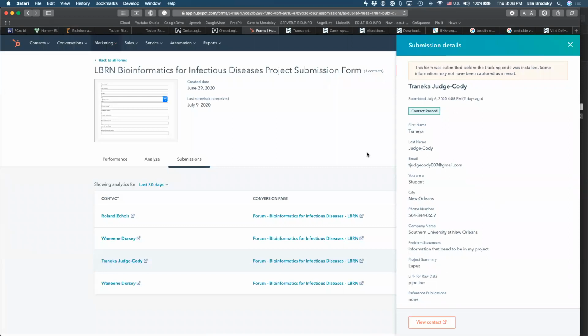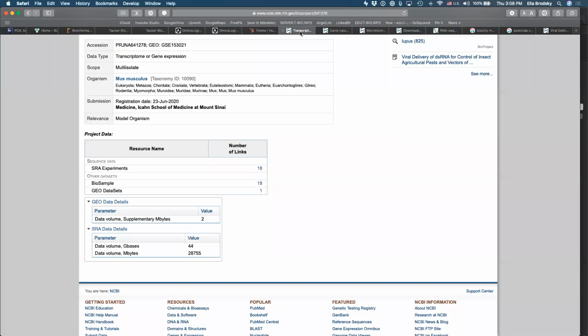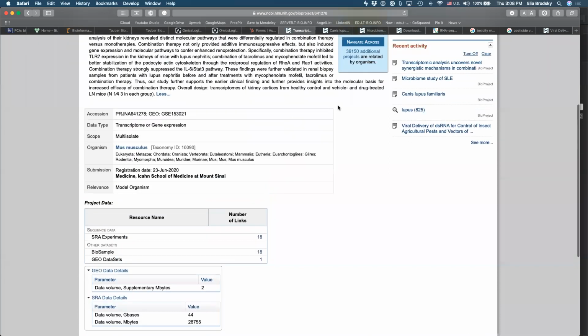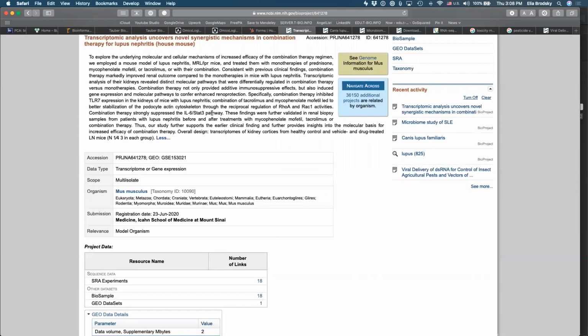So the problem statement, right? Let's think about what is the problem statement that they were trying to explore here. What are the specifics that they were trying to find out? Trinika, what do you think? I'm just looking at it, rereading the information that you just spoke upon.